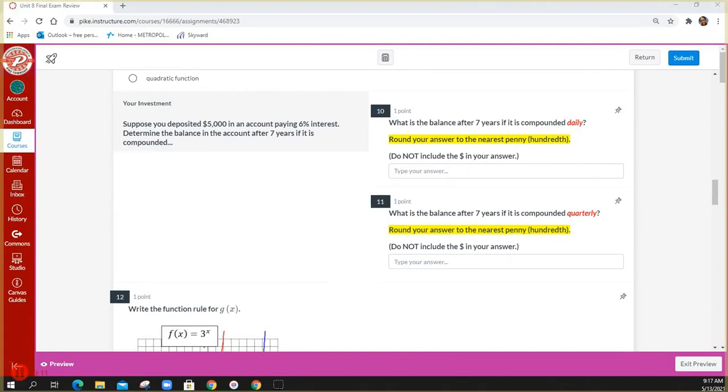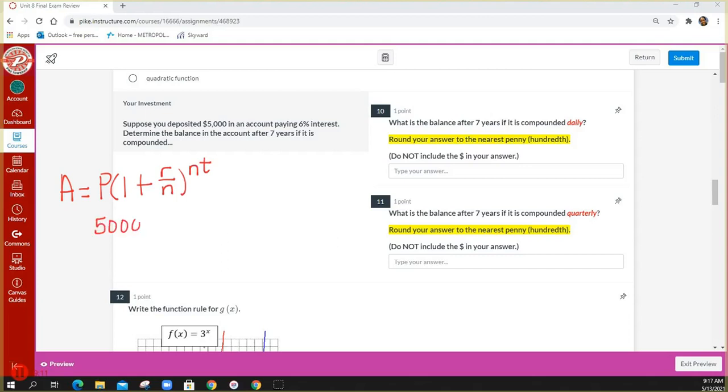Numbers 10 and 11, we are going to use our formula for compound interest, and that is one of the formulas that was listed at the beginning, and this is the one we're going to use. Remember, you can use Decimal Scientific Calculator.